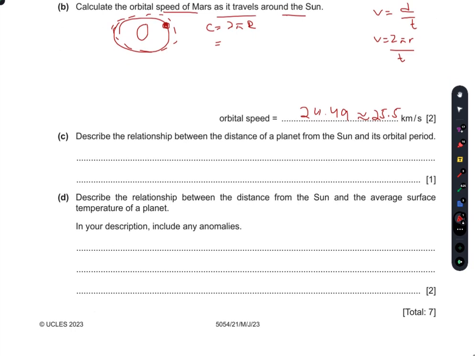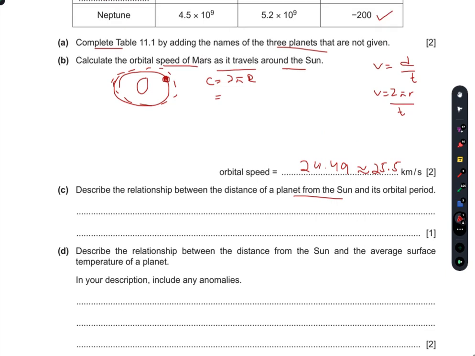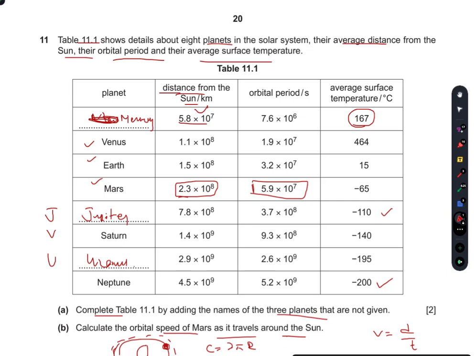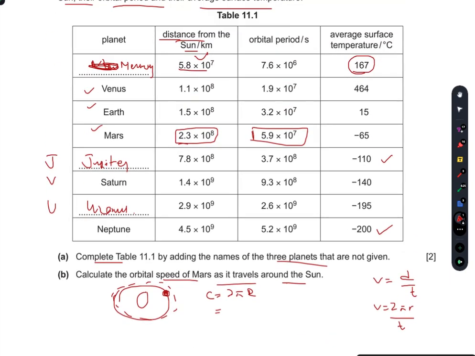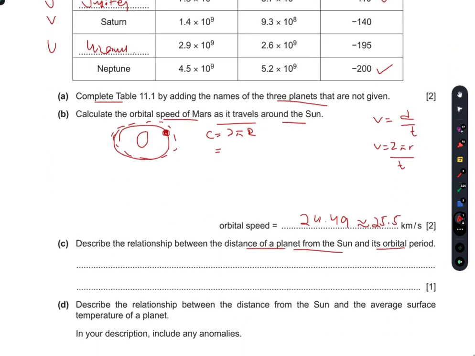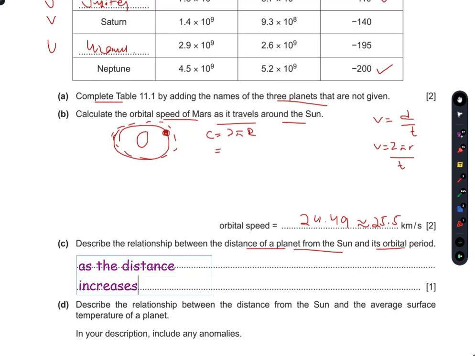Describe the relationship between a planet's distance from the sun and its orbital period. So the relationship between the distance of the planet from the sun and its orbital period: Mercury is closest to sun. It has the lowest orbital period. Then Venus has greater, Earth has greater, Mars has greater because it is at a greater distance from the sun, and the same trend goes on. So you can write that as the distance increases.